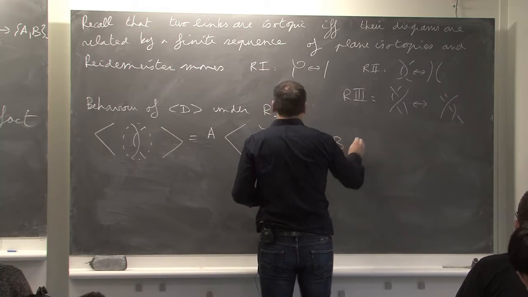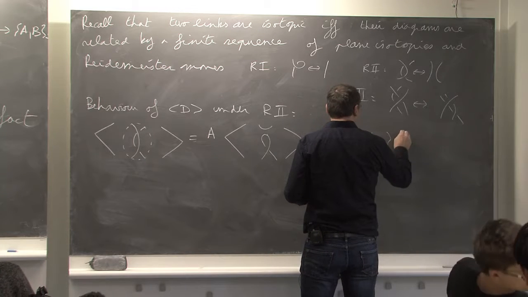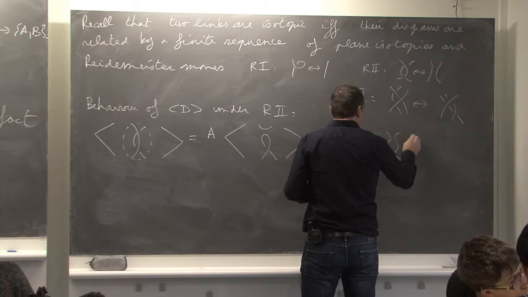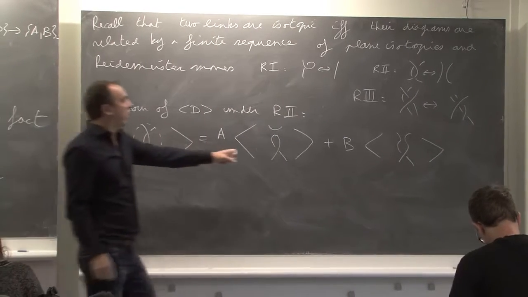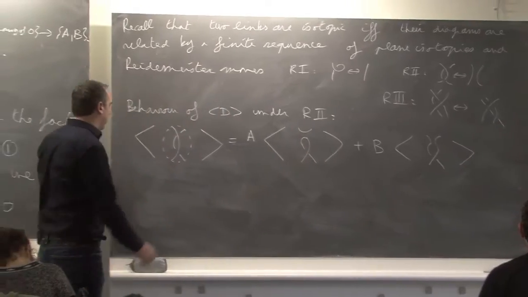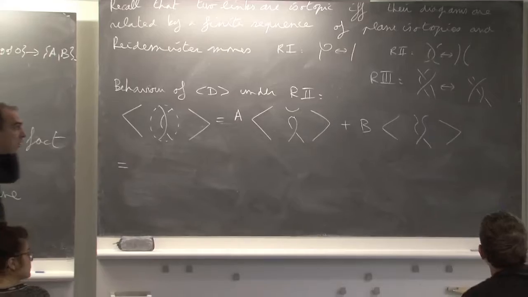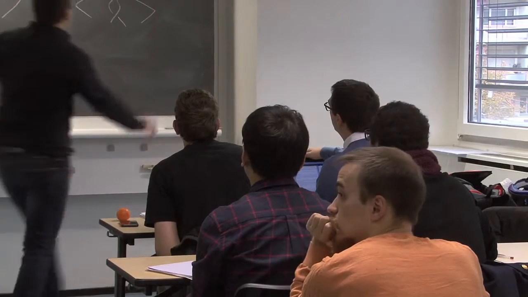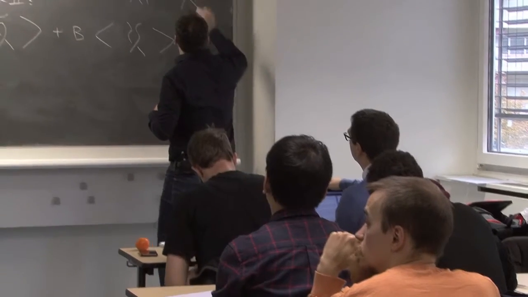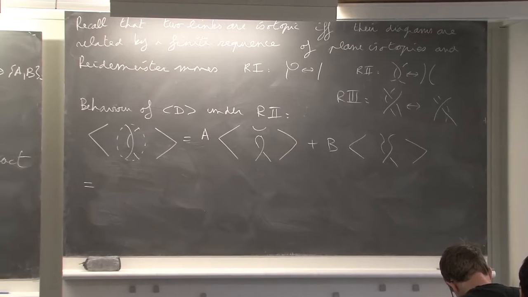Plus B, like this. Now, next, I apply the first property to the second crossing. What do we obtain? Sorry, the third move, is it correct? Oh, yeah, of course. You just slide the crossing under or over one other string.